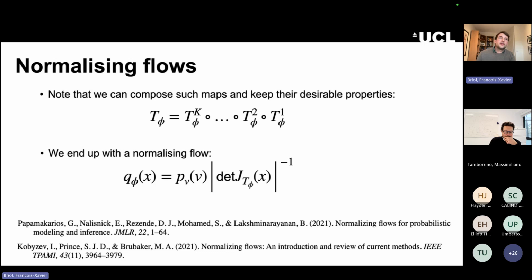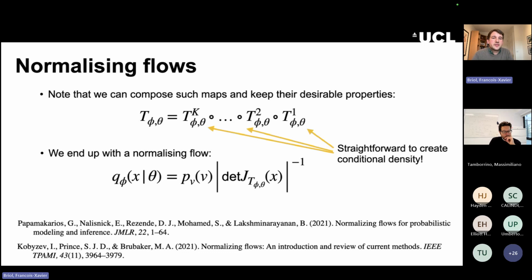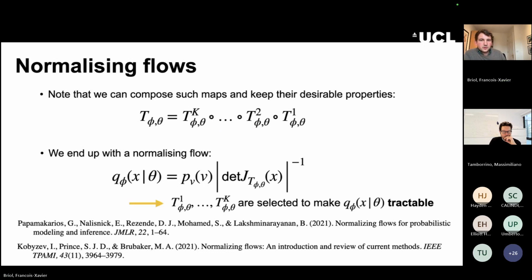Now, in our case, we're going to create a surrogate not of a marginal density, but of a conditional density. What we're trying to approximate is a likelihood, i.e. x given parameters. So we're simply going to parameterize this neural network not just with phi, but also with theta, and suddenly we have a conditional density model. The whole game is how to pick these maps in a way that keeps this density tractable. The key thing for a normalizing flow is that you have a tractable density that is very, very flexible.